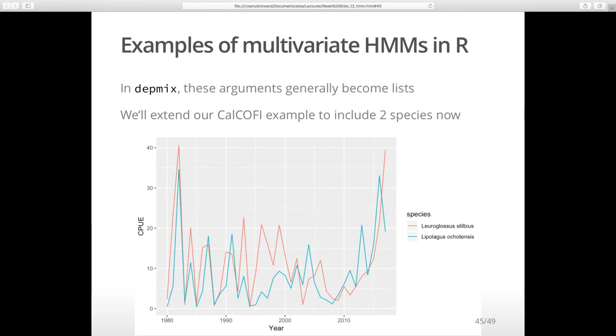Okay, so in the depmix function, we basically do this in a multivariate setting by changing all of our arguments to lists, which are going to be input. And using the same kind of CalCOFI data, I'm just going to add a second species for now, which is going to be pretty correlated with the first, the California smoothtongue, and we'll analyze simultaneously, or fit a HMM to, both of these species combined.